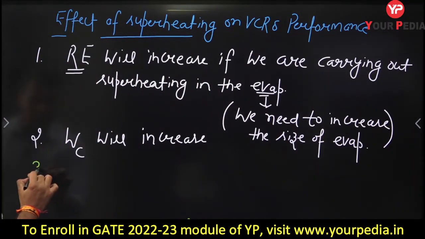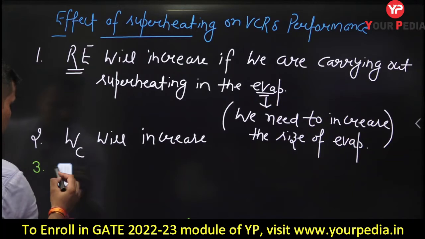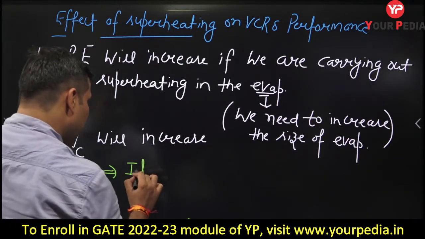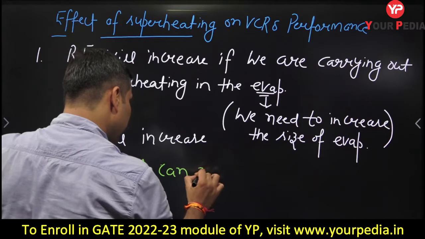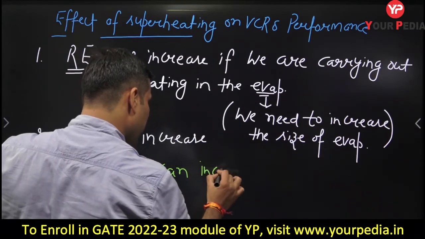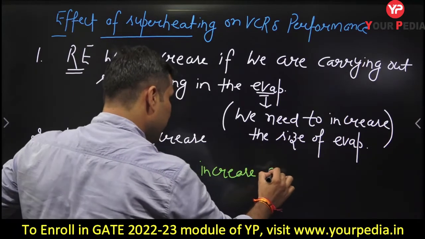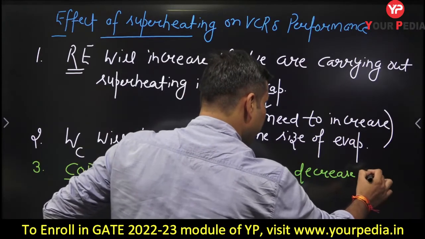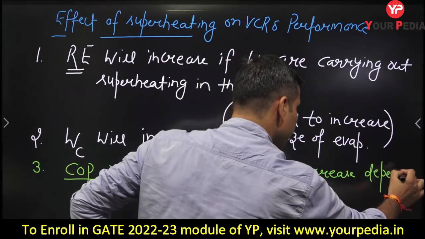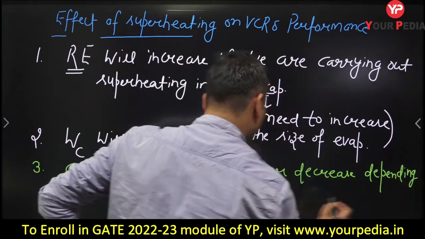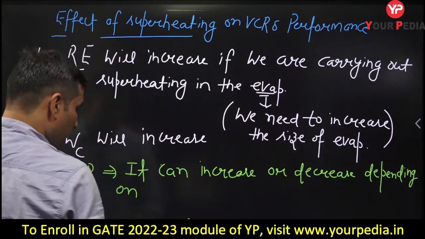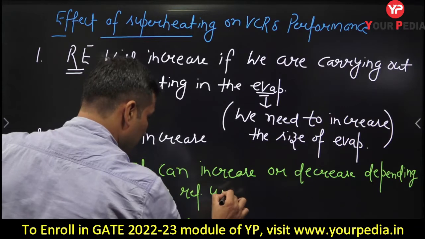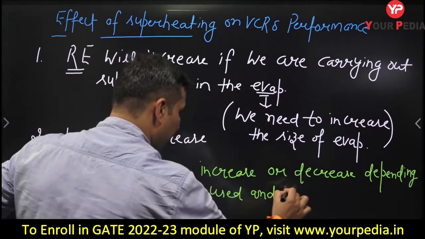Now let us come to third point, COP, coefficient of performance. So guys, the COP can increase or decrease, depending on the refrigerant used and the operating conditions.